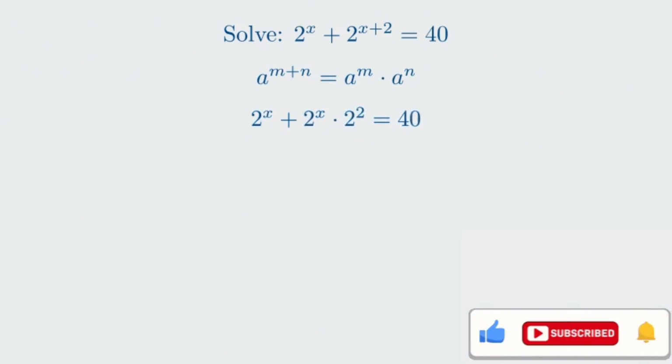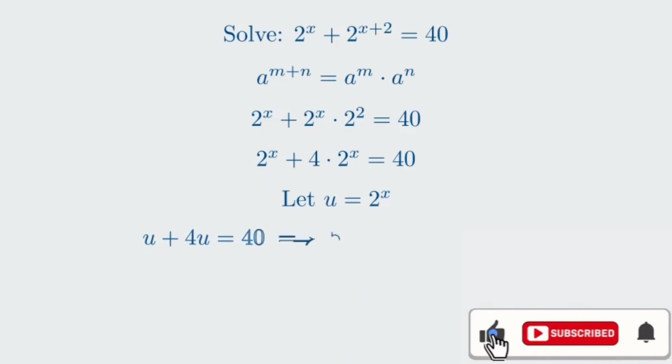Now let's simplify that constant term 2 squared, which is 4. Our equation is 2 to the x plus 4 times 2 to the x equals 40. Notice how 2 to the x appears in both terms. This repetition signals that substitution will work perfectly. We will let our placeholder variable u be equal to 2 to the power of x. Substituting u into the equation gives us u plus 4u equals 40, which simplifies to 5u equals 40. Dividing by 5, we find that u equals 8.